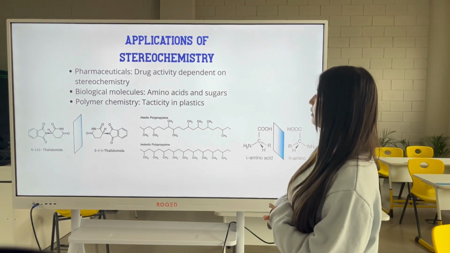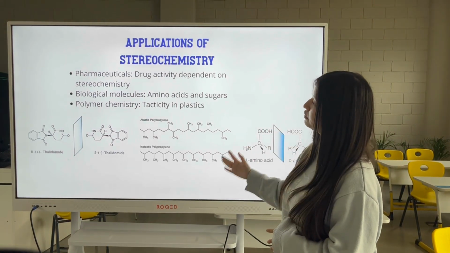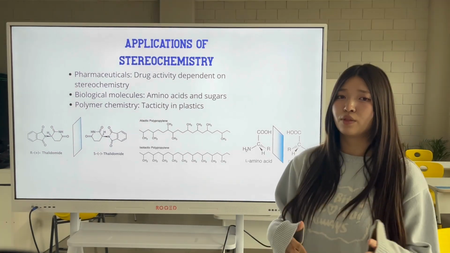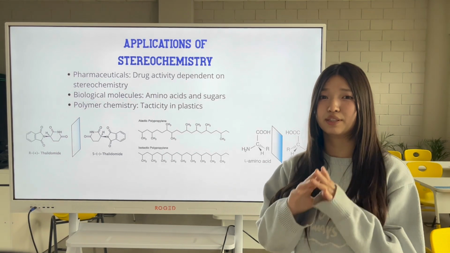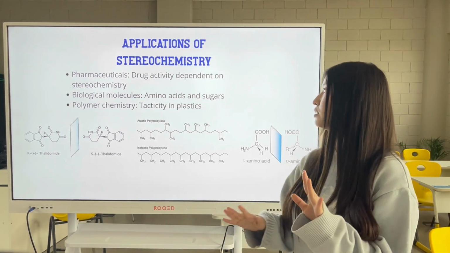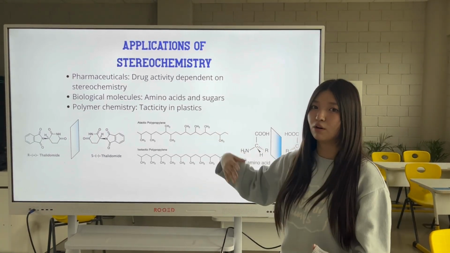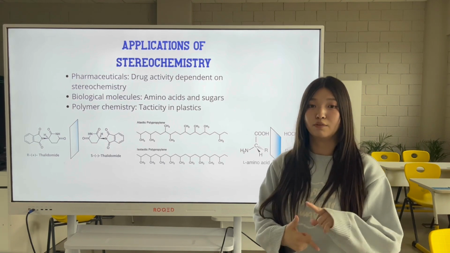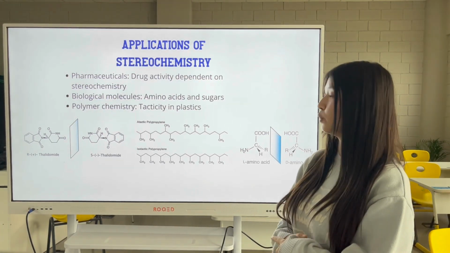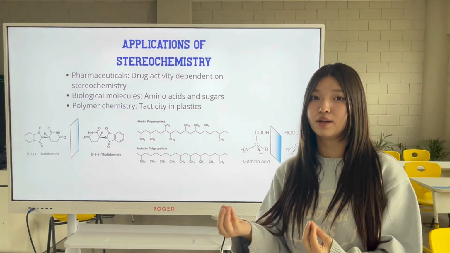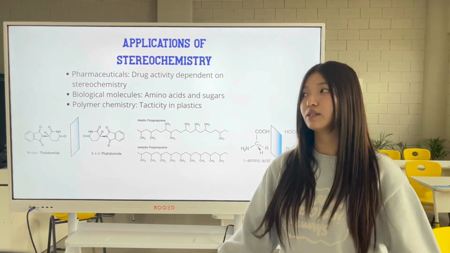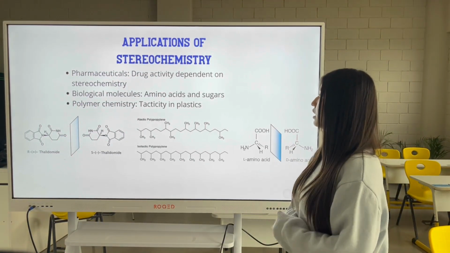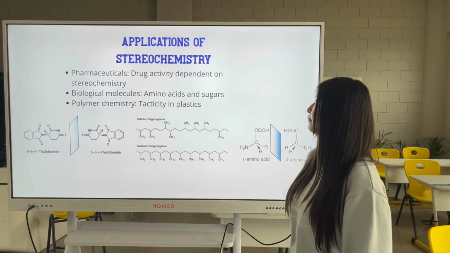The second is biological molecules, amino acids and sugars. We know that in our body, amino acids and sugars have specific 3D shapes. Amino acids in our body and proteins have the L-form shape. If it switched to the D form, the molecules wouldn't work at all. So it's really essential to know about their arrangement.